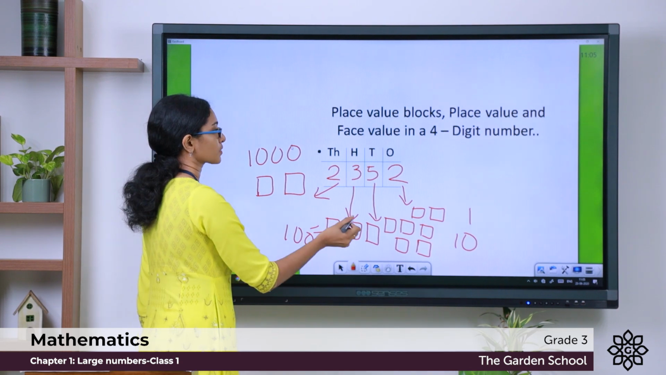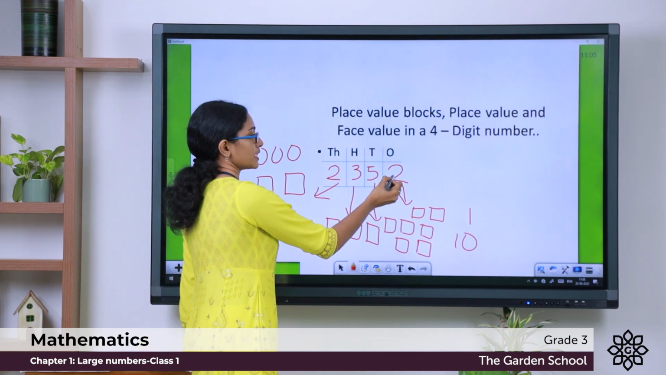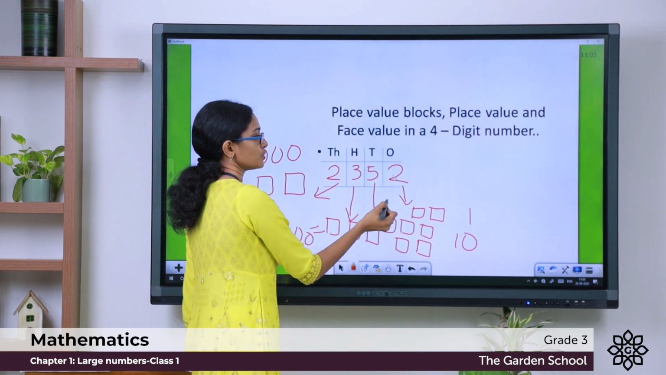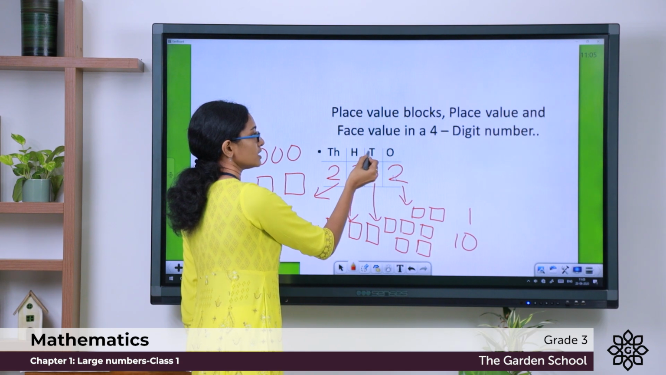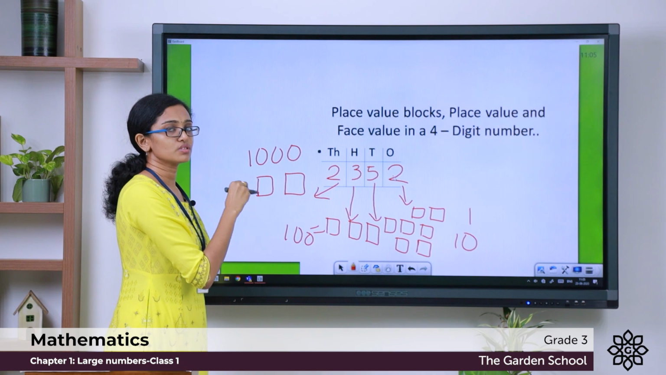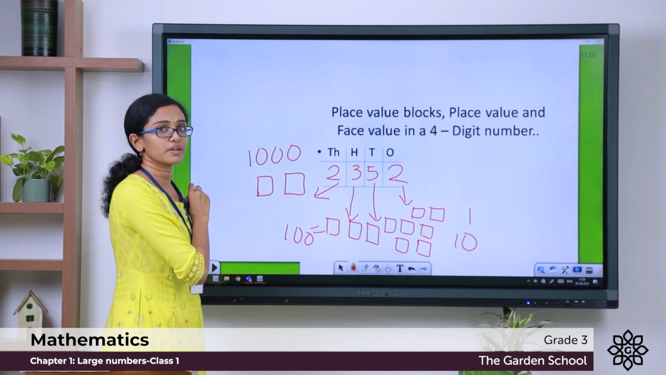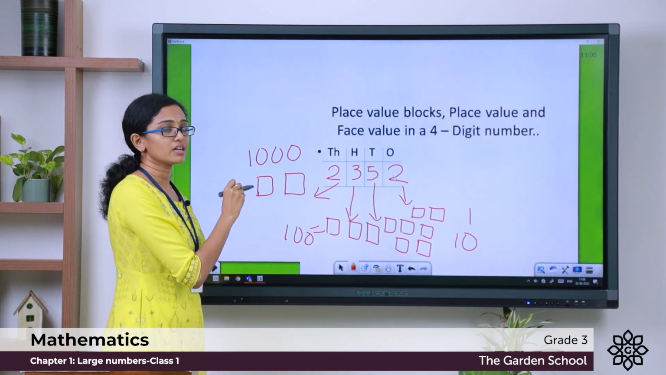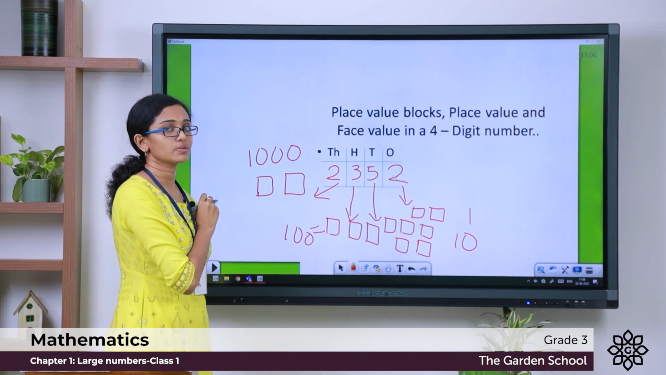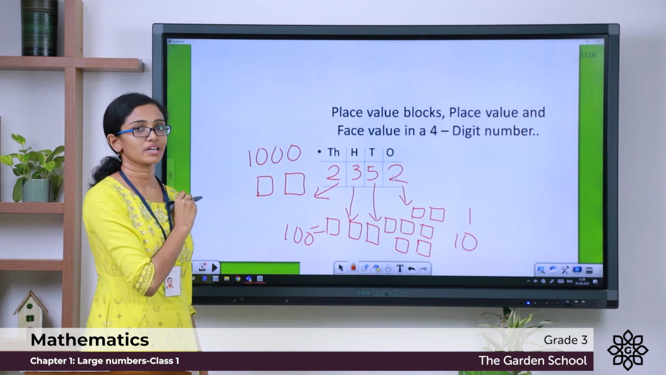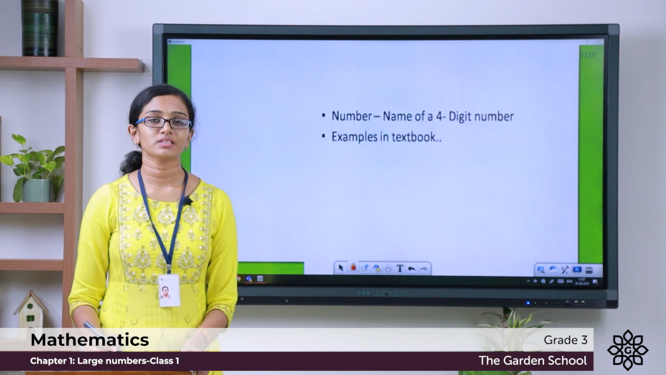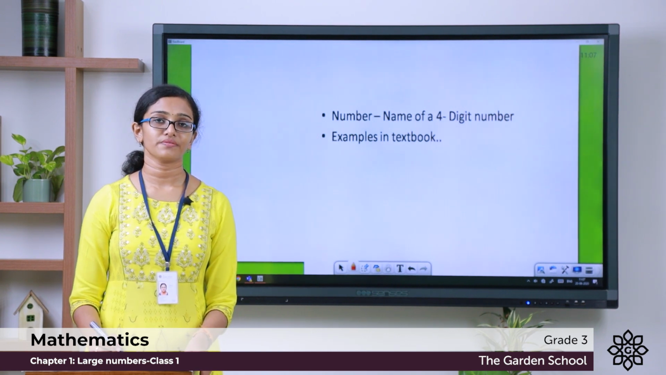That means the value of each block will change according to the place in which we are drawing the block. If 2 is in the ones place, each block in this place will represent a value equal to 1. If 2 was in the tens place, each block will represent a value equal to 10. And if it was in the hundreds place, each block will represent a value equal to 100. And each block in the thousands place will represent a value equal to 1000. I hope that is clear to you. You are given a few more examples in your textbook regarding place values and face value.